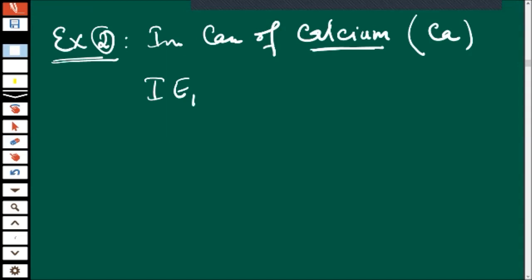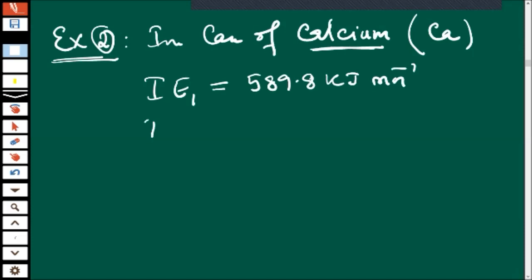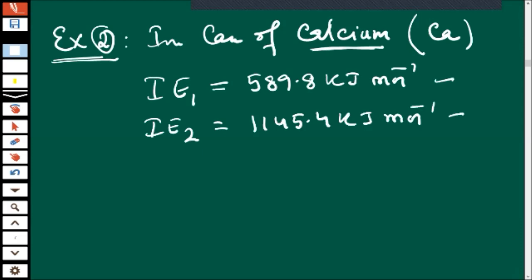Let me see who can understand, who can do well. IE1 means you only have to remove one electron. So what was the energy? The energy was 589.8 kilojoule per mole. And for removing the second electron, the energy required was 1145.4 kilojoule per mole. You should not remember these values, okay? No need to learn by heart.